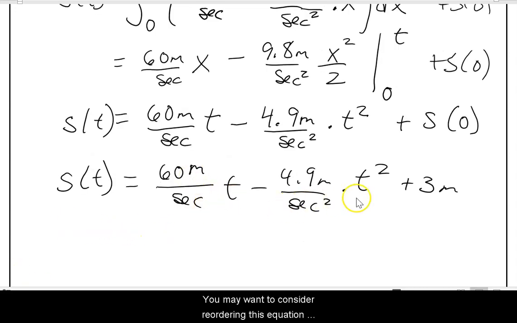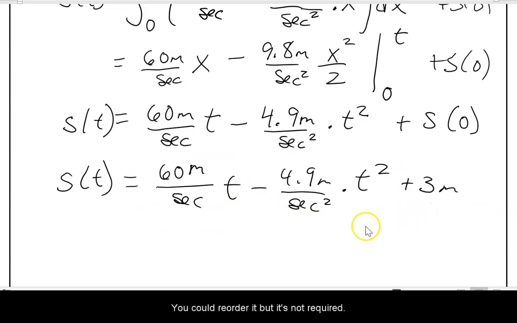You may want to consider reordering this equation because it is in fact quadratic. It's just all out of order. The quadratic term is in the middle, the linear term is first, and well, okay, at least the constant term is at the back. You could reorder it, but it's not required.